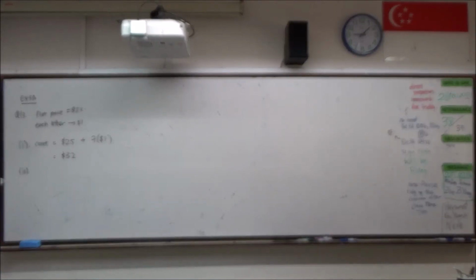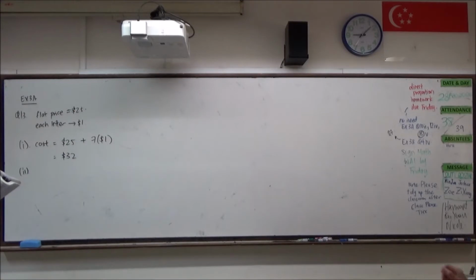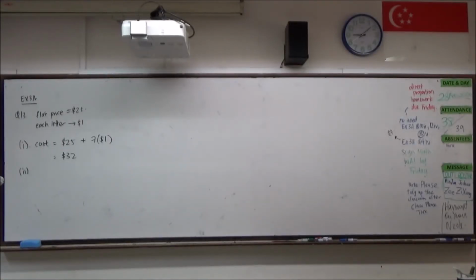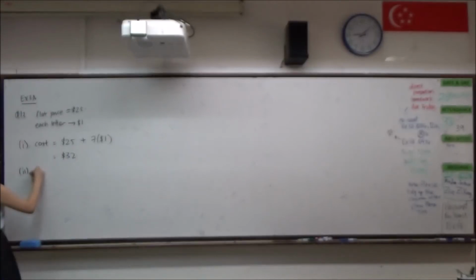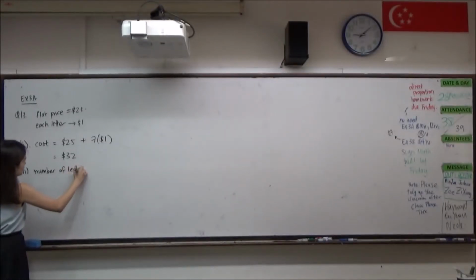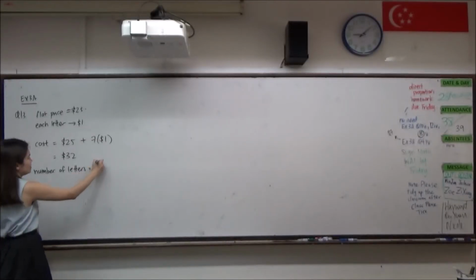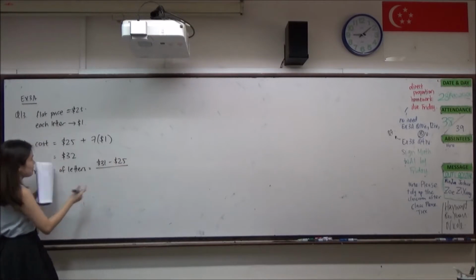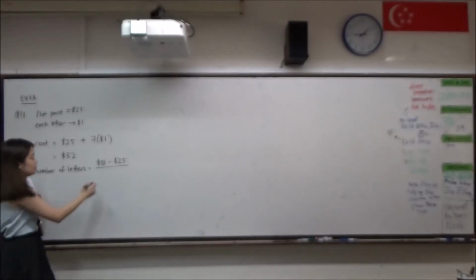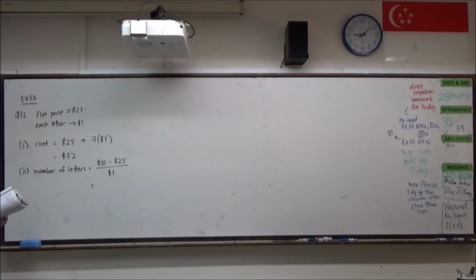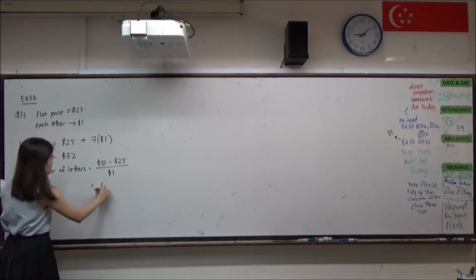Then in part 2, if a soccer jersey with a name printed on it costs $31, find the number of letters the name contains. Okay, so number of letters: we will have to take $31 minus 25 divided by $1, so that we can find out how many letters there are. And that would be 6 letters.